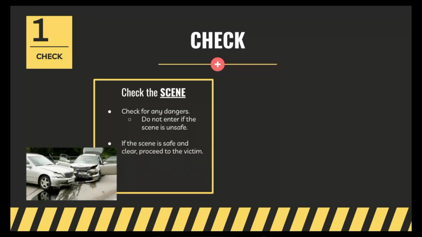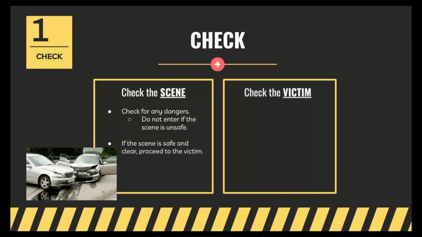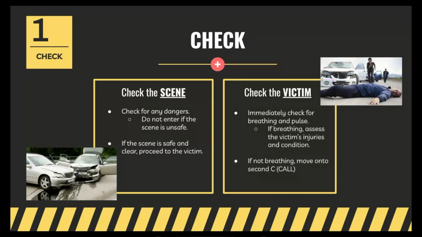Next, we will check the victim. Immediately check for breathing and pulse to identify the current state of the victim. If breathing, assess the severity of the injury and check the victim's condition. If not breathing, you must immediately move on to the second C.